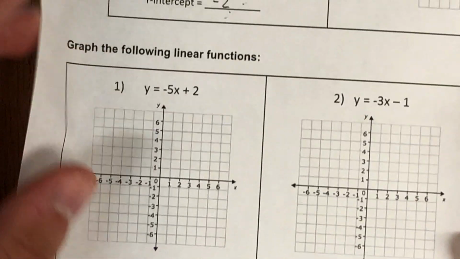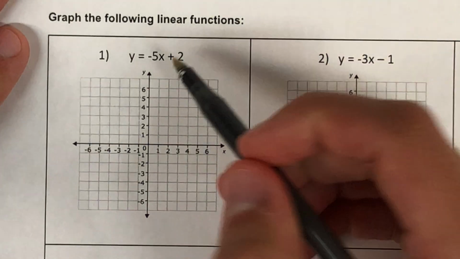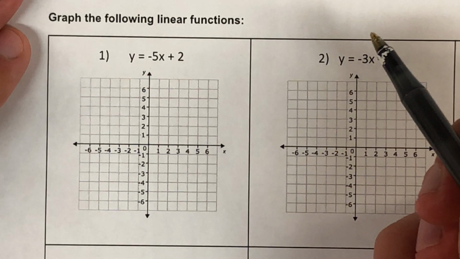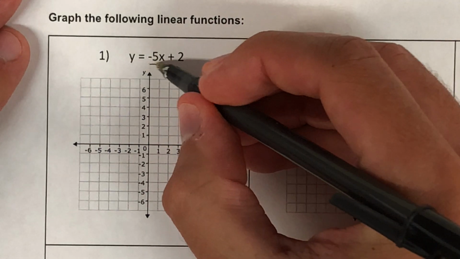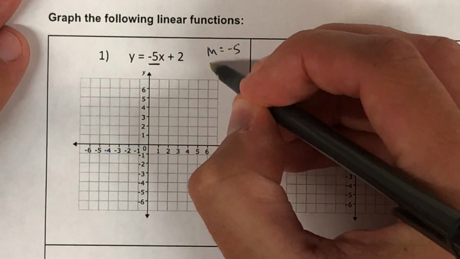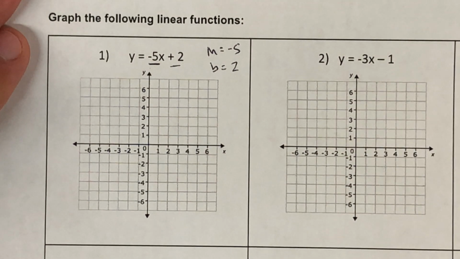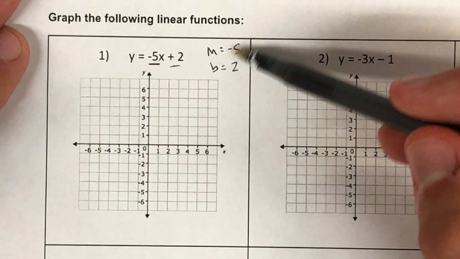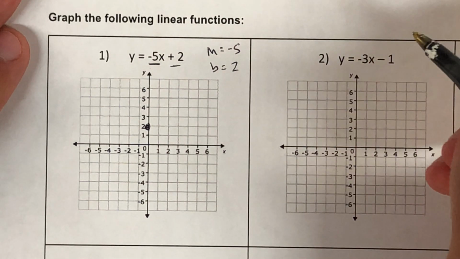So we have, to start, y equals negative 5x plus 2. So y is by itself, it's in slope-intercept form. So remember, m always goes with x, so we have m is negative 5. B is always the number on the end, so that's positive 2. So start by graphing your y-intercept, which is 2. Then do your slope, which is negative 5 here.